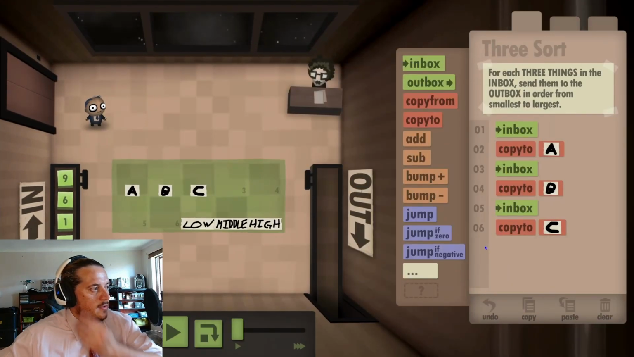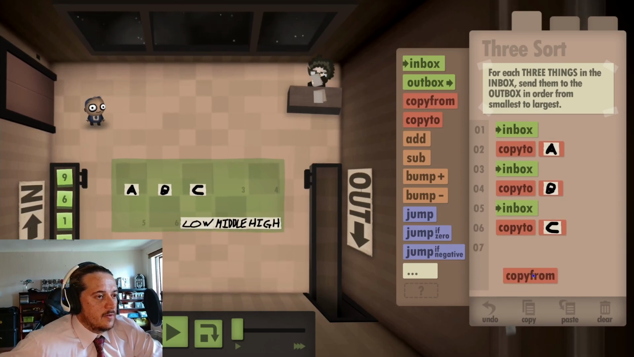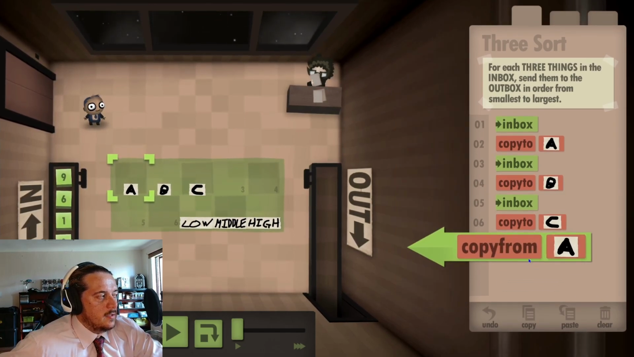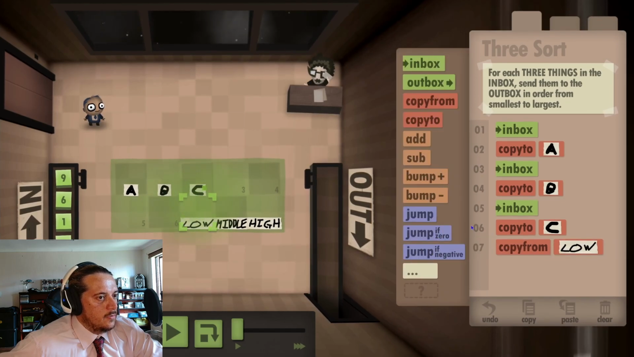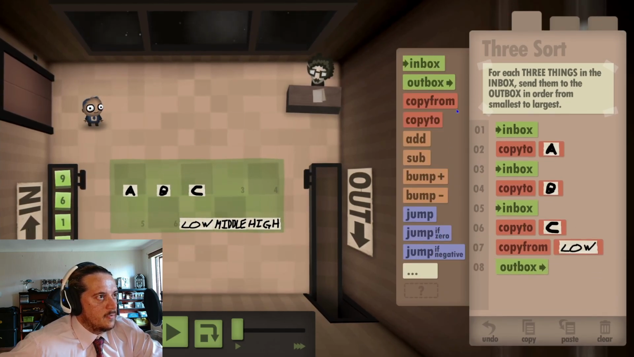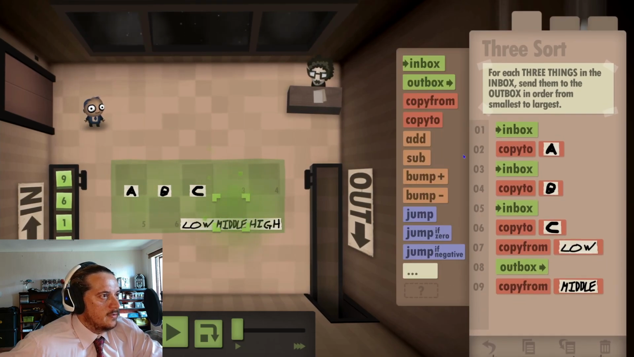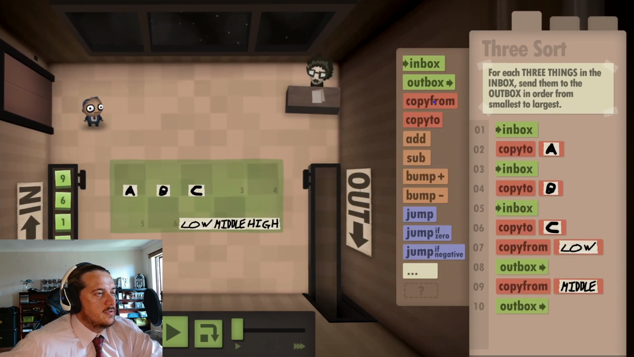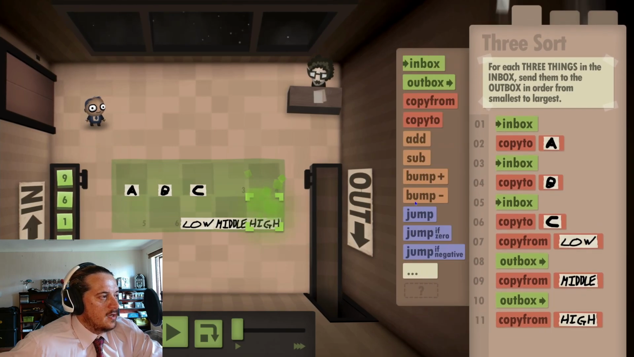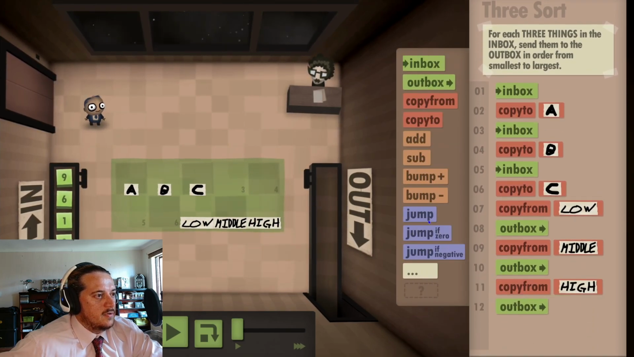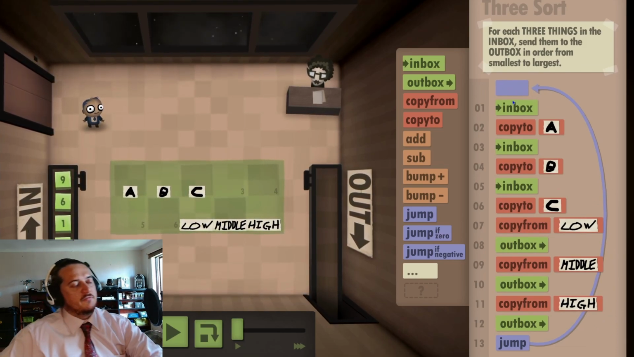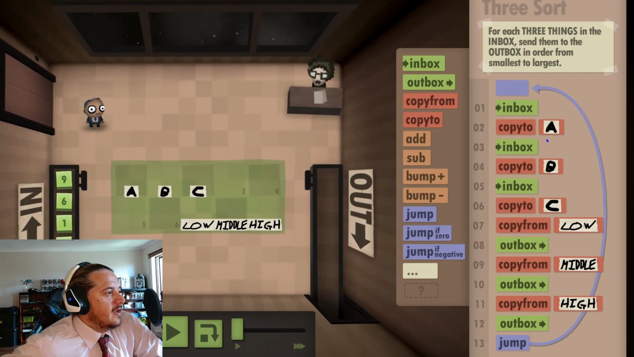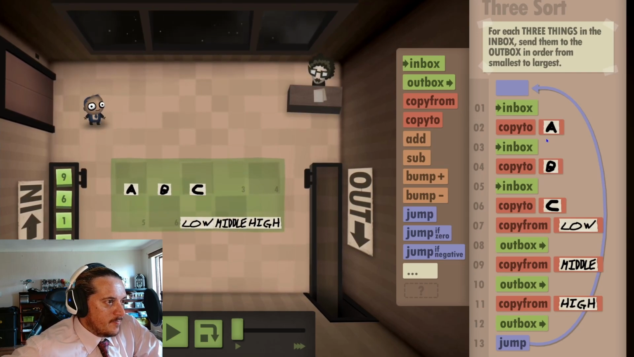Okay, because at the end we're going to copy from low outbox, copy from middle outbox, copy from high outbox, and then we're going to loop back. Alright, so I've got the beginning and the end of the code. Great. Now the complicated stuff in the middle.